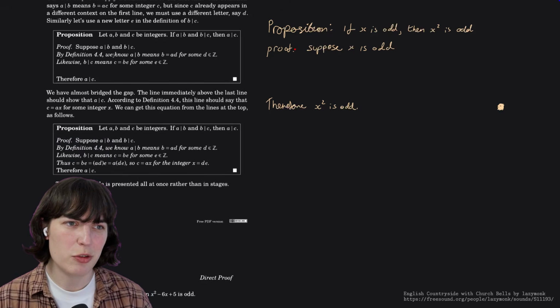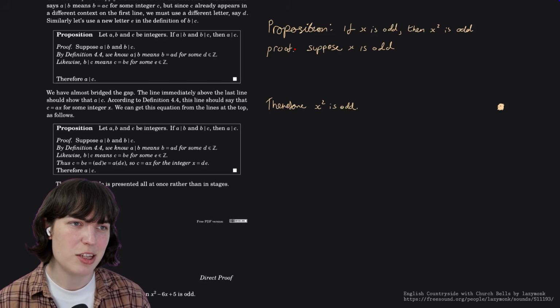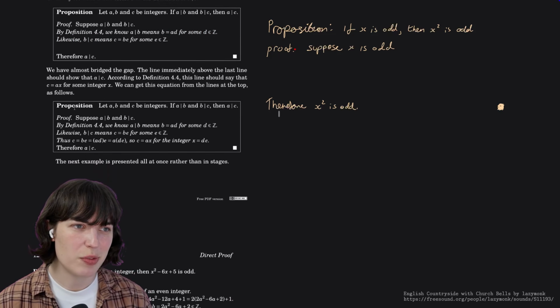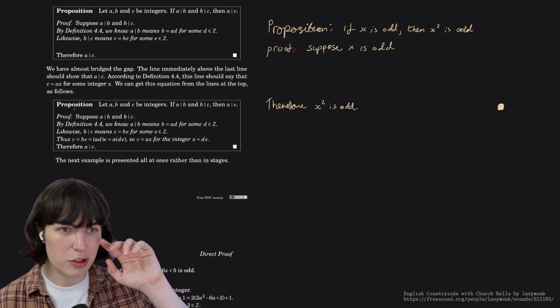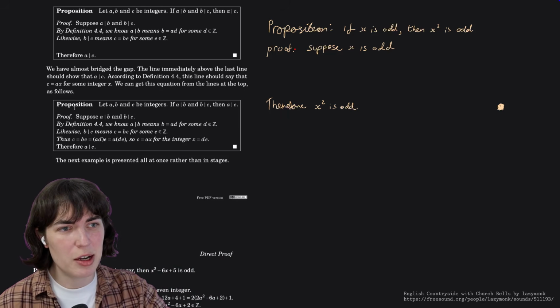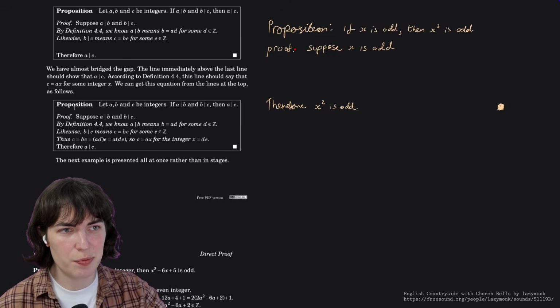Okay, so by definition 4.4 we know a is divisible by b means... likewise... we've almost bridged the gap. The line immediately above the last line should show that a is divisible by c. According to definition 4.4, this line should say that c equals ax for some integer x. We can get this equation from the lines at the top as follows.